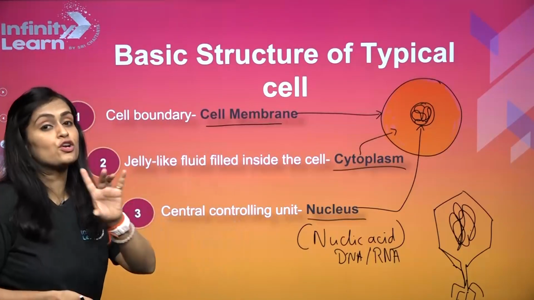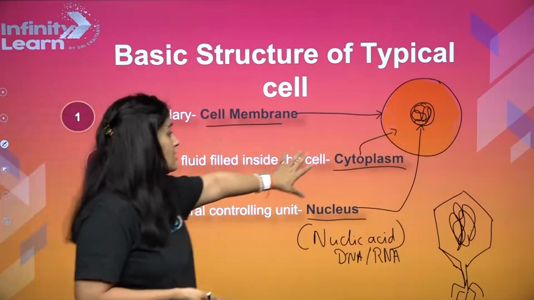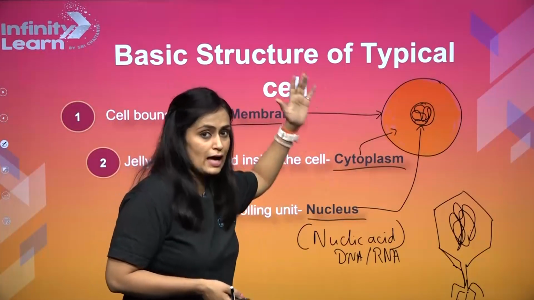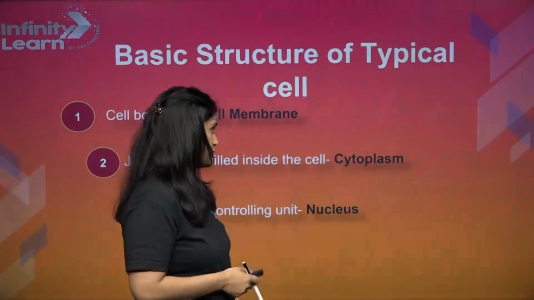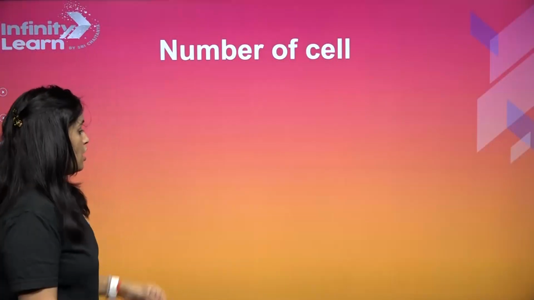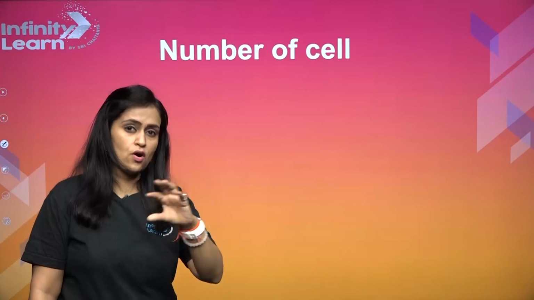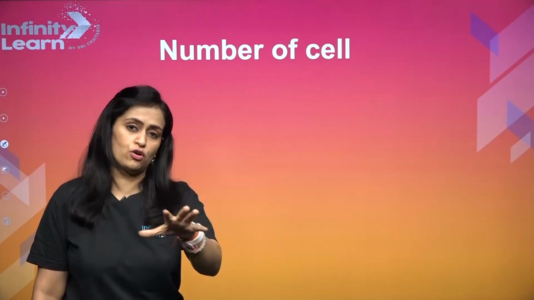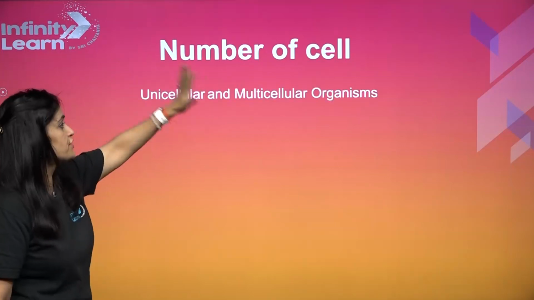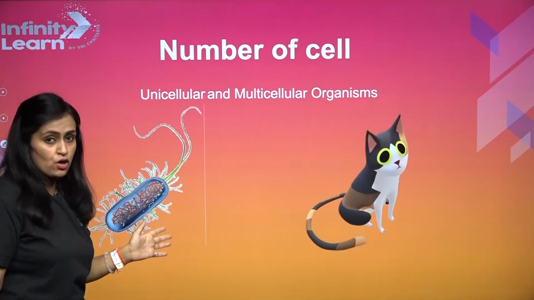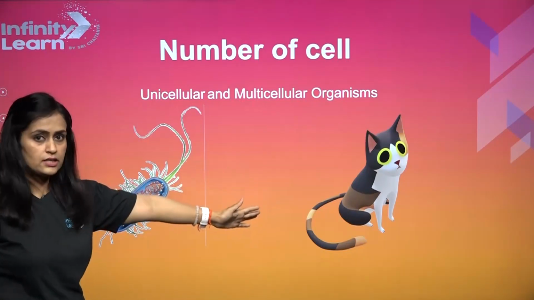So cells, we do not call viruses as the cells, right? But cells is something which is present in plants, in animals, right? In bacteria, yes, they are present. Now, how can we understand different organism based on the morphology of the cell? First comes the number of cell. So based on number of cells, you can have unicellular or multicellular, right?